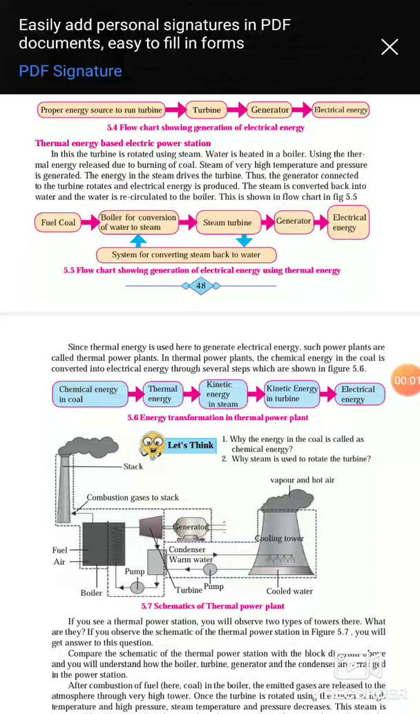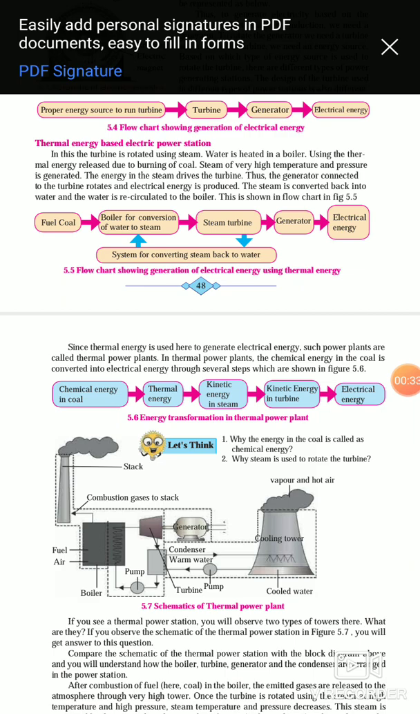Now let's see more about thermal energy based electric power station. A thermal energy based electric power station is used to rotate the turbine by using steam, and steam is created by coal. That means the energy source is coal in thermal power stations. So when coal is burnt, it creates energy which is given to water to boil.